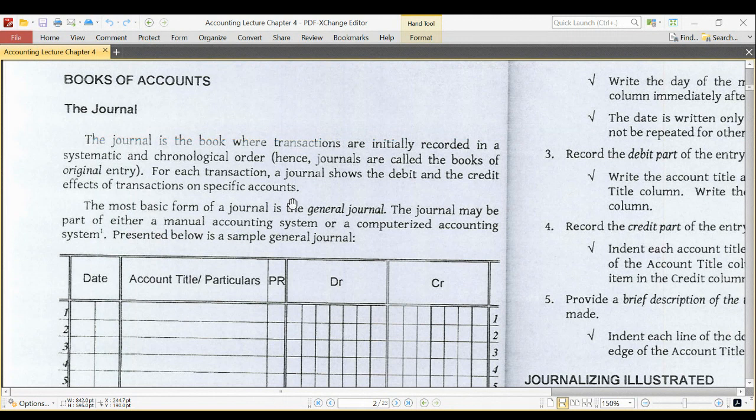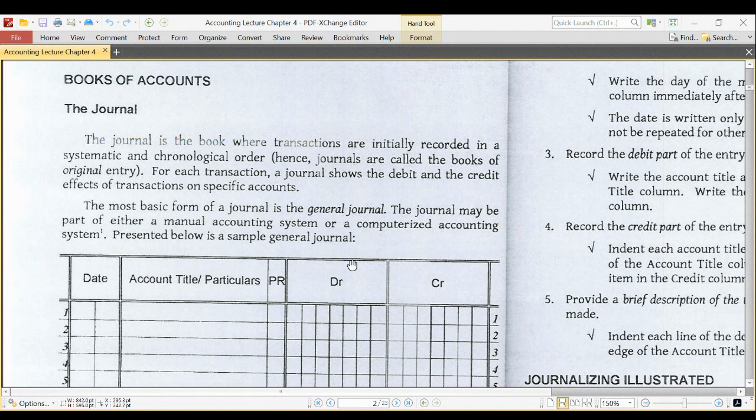So, may system siya. Hindi siya bahala na. Hindi. Meron siyang system. May sinusunod tayong standards. Kaya systematic and chronological order. And then the most basic form of journal is the general journal. Ano ba ibig sabihin general journal?